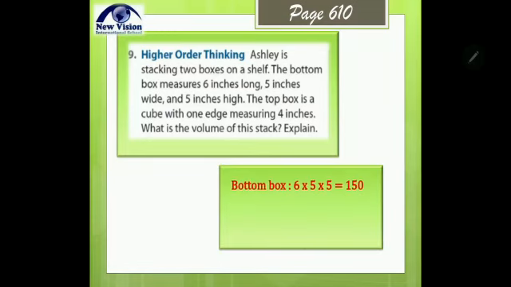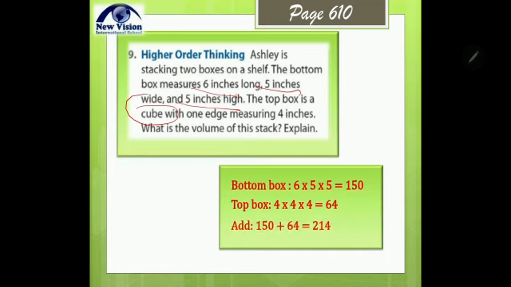The bottom box is 6 times 5 times 5 equals 150. The top box is a cube, so that means all the sides have the same measurements. So that would be 4 times 4 times 4 equals 64. 150 plus 64 equals 214. So the total volume of the stack is 214 cubic inches.